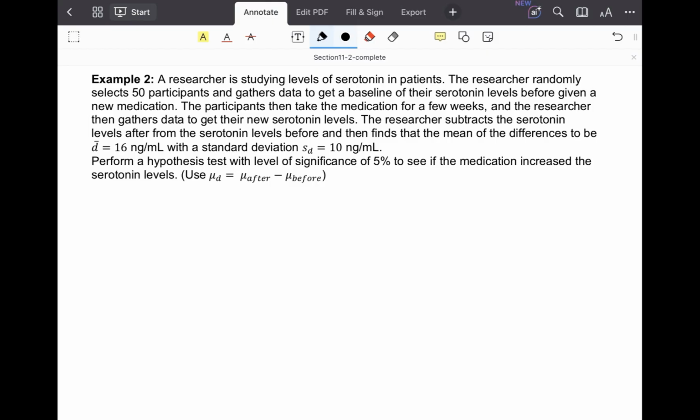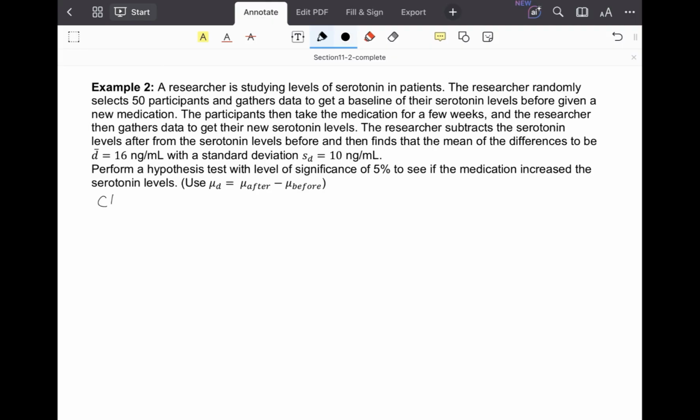The researcher subtracts the serotonin levels after from the serotonin levels before. Okay, so it's a positive difference, and then finds that the mean of the differences is 16 nanograms per milliliter, and a standard deviation, S subscript D, of 10 nanograms per milliliter. Now, looking at this, it is a huge standard deviation in relation to that difference. And so my initial thought would be that this is not going to show significant results. But let's go through it.